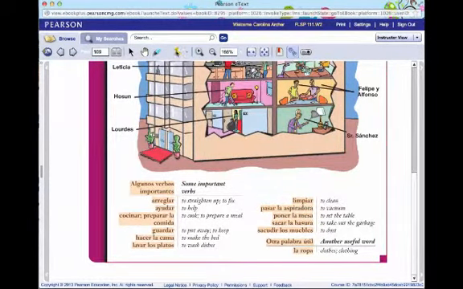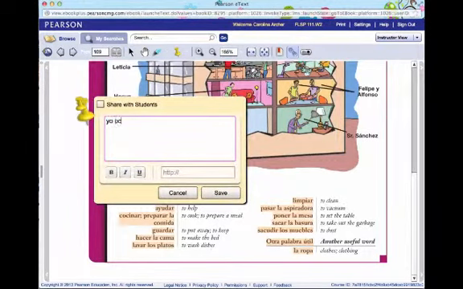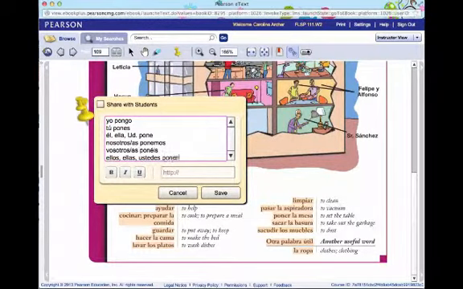It is irregular only in the yo form. Okay, only in the yo form. Yo pongo, and then the other ones conjugate in the regular way. Tú pones, él, ella, usted pone, nosotros o nosotras ponemos, vosotros o vosotras ponéis, ellos, ellas, ustedes ponen. Okay? So, only irregular in the yo form.